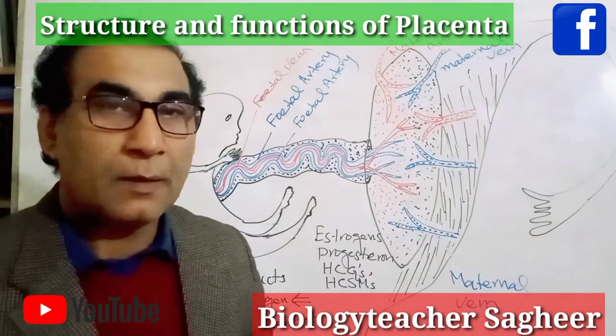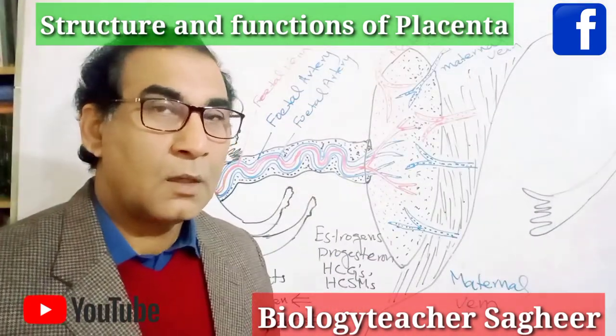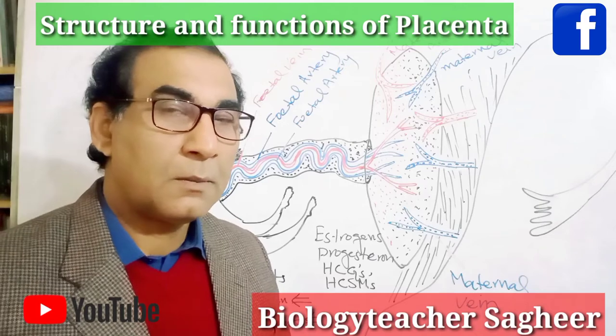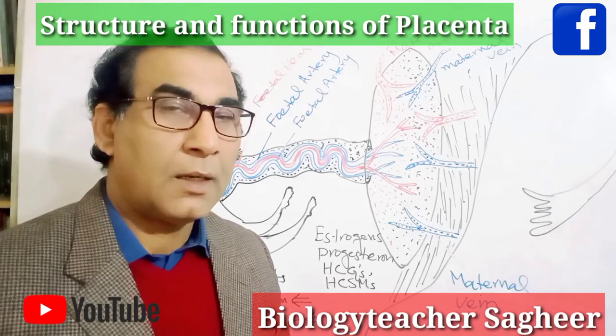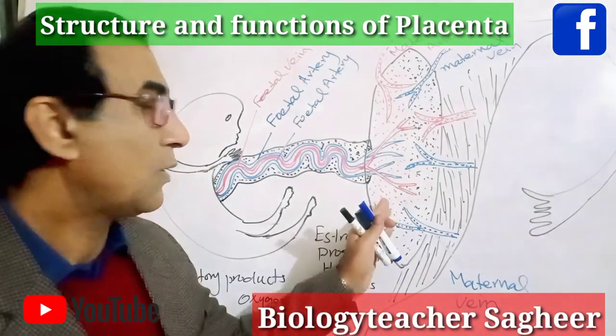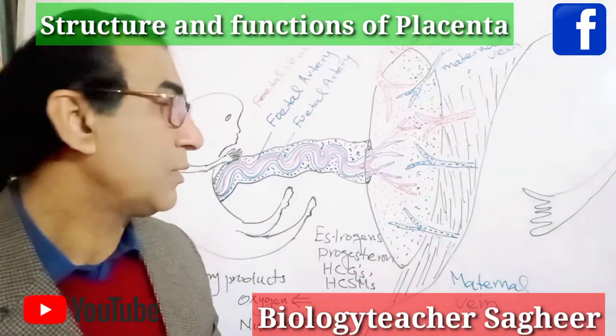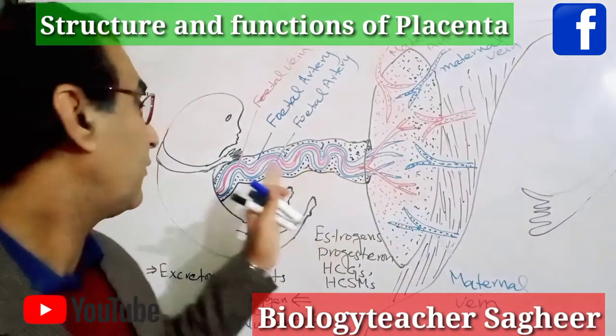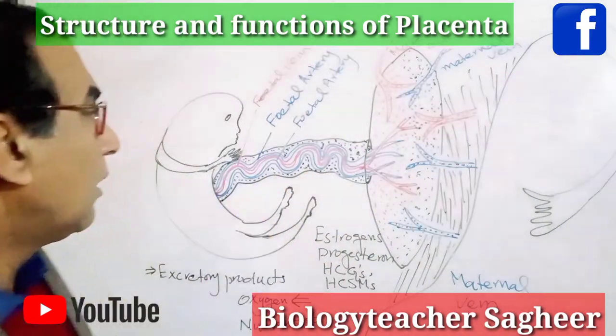Placenta is the common tissue between mother and the fetus. It is meant for the exchange of materials between the mother's circulation and the fetal circulation.